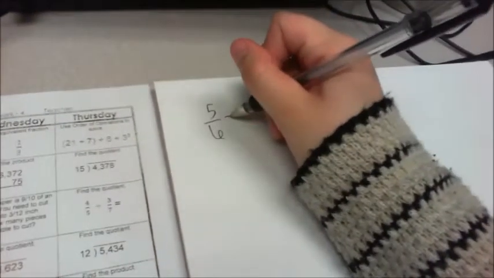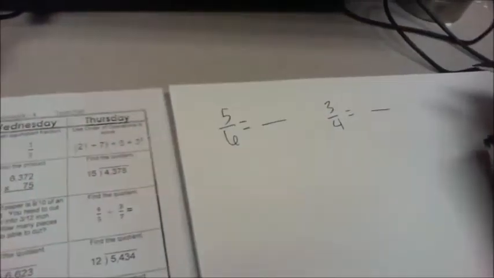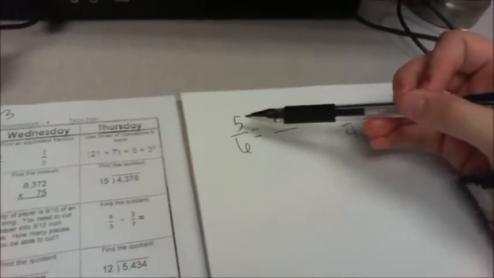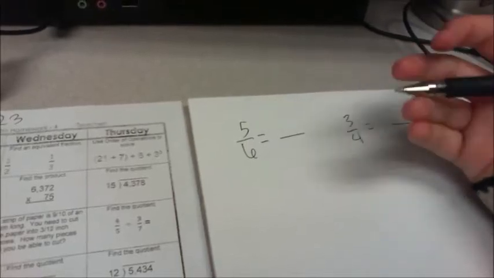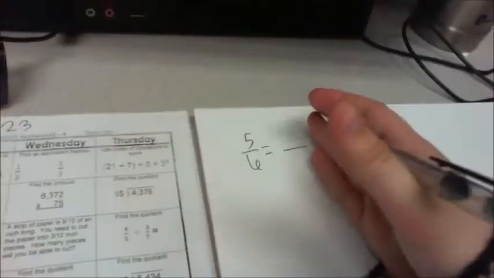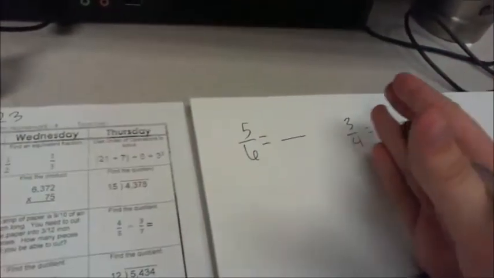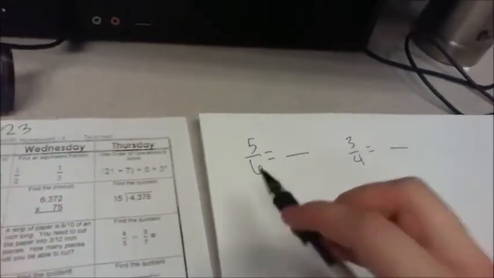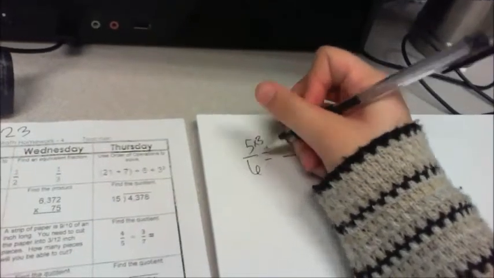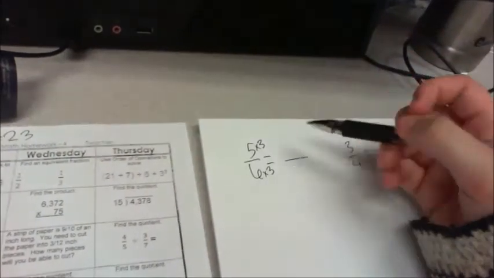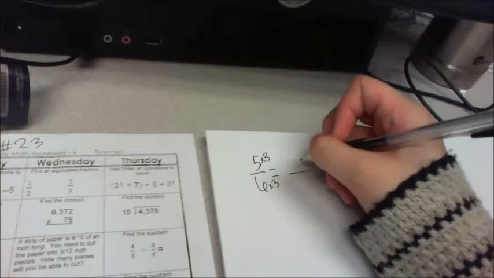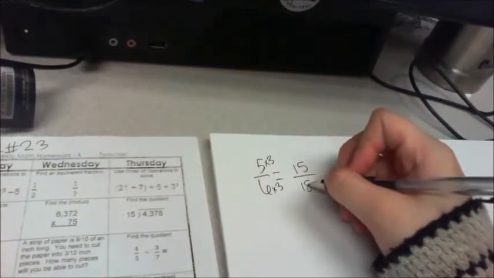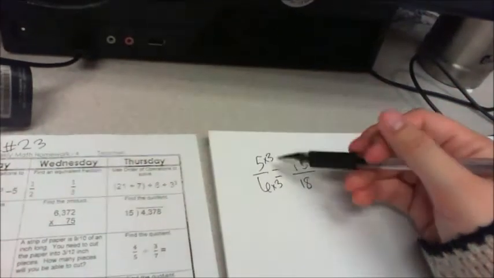If you remember from last week's Nightly Review, to find an equivalent fraction, all you're doing is multiplying the top and the bottom numbers of your fraction by the same number, and that fraction you create when you do that is going to be equal to this one. So I'm going to multiply this one by 3 to get an equivalent fraction. 5 times 3 is 15. 6 times 3 is 18. I've created an equivalent fraction for 5/6.